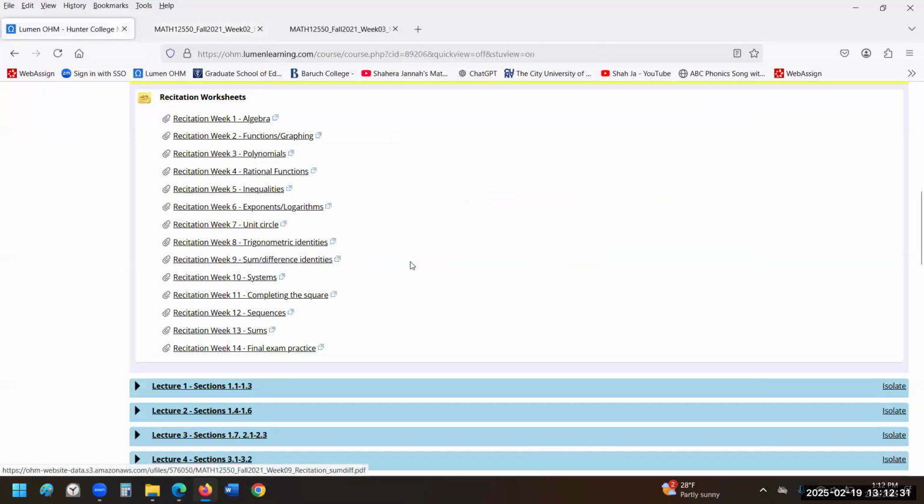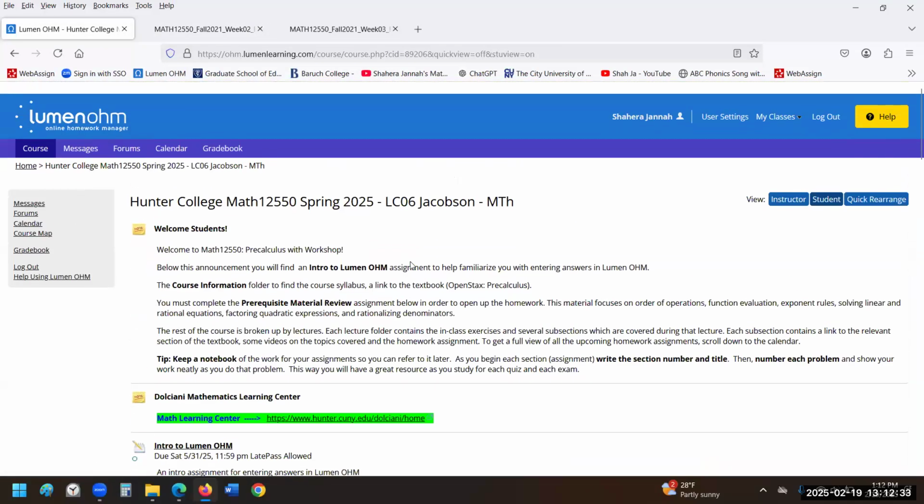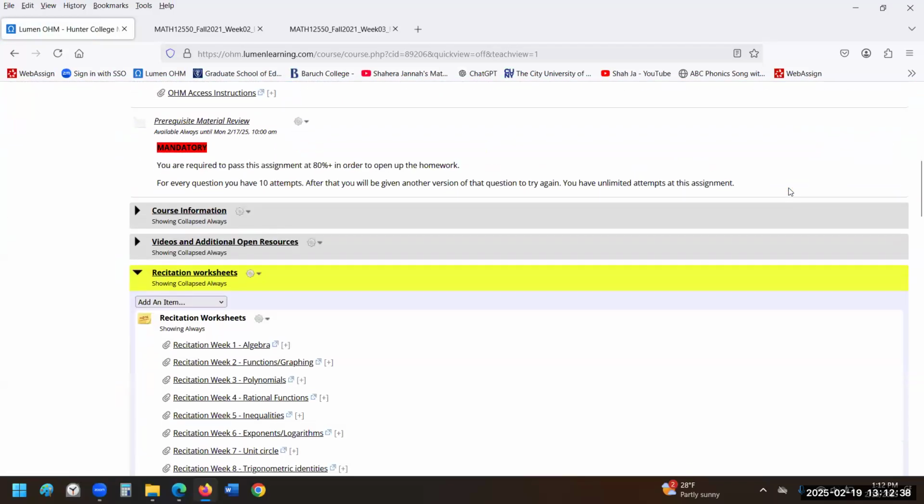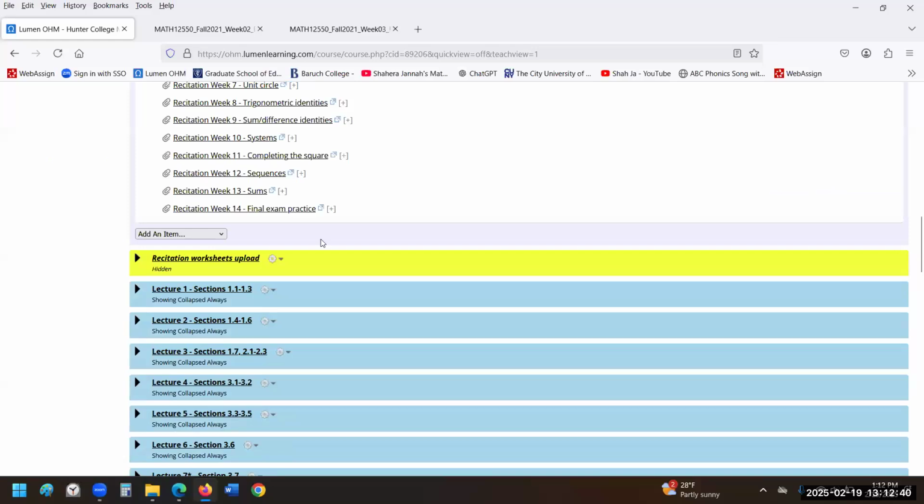And in order to upload them, they're not visible yet, but I'll make them visible. You'll see another option here. It says recitation worksheet uploads. So in here, you're going to upload them. Don't bring it to the class, just upload it on Lumen. So if you use a tablet or computer to write things, the way I use a computer to write, you don't even have to print anything out. Okay.